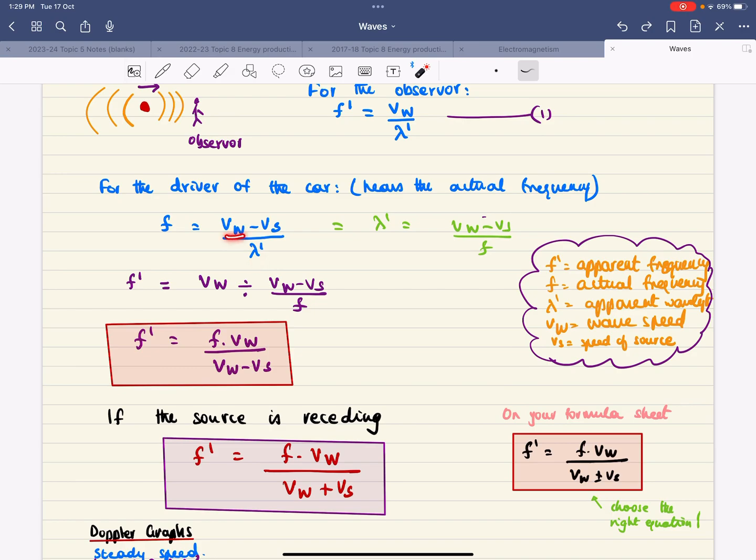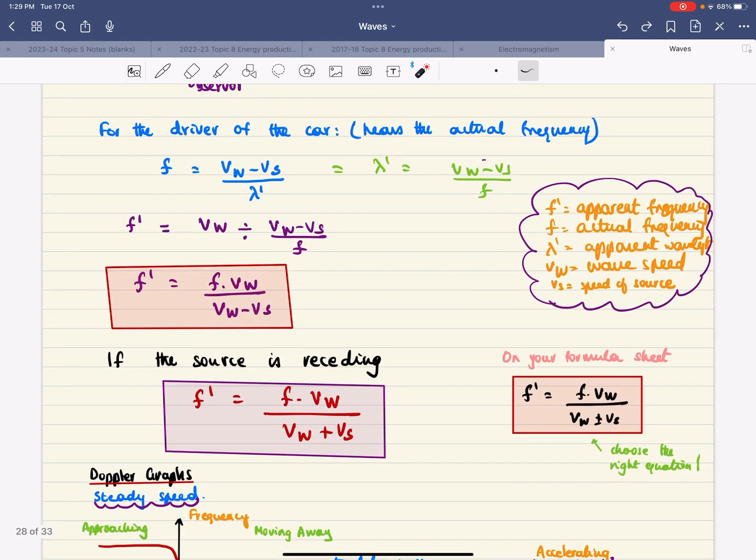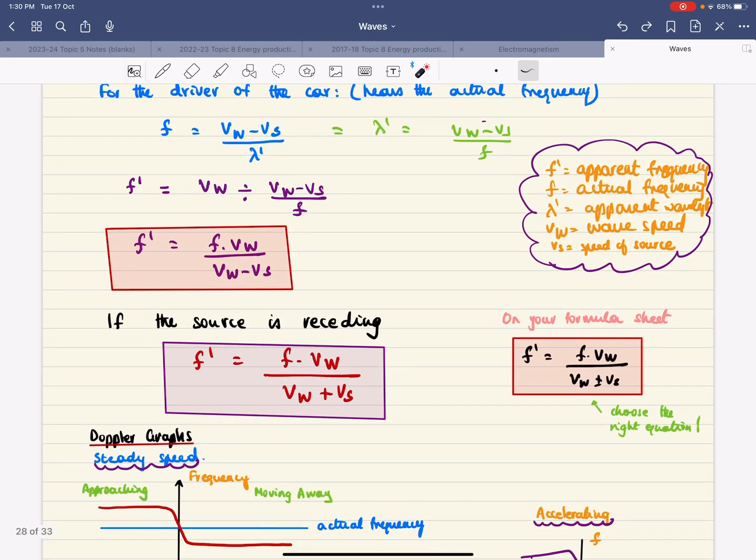So why is it vw minus vs? Because both of them are moving in the same direction, so the relative speed is the difference between the two. Okay, and there's your apparent wavelength. So the apparent frequency is the wave speed divided by the apparent wavelength, the wavelength of the source of the sound divided by the apparent wavelength. So you end up with this formula for the apparent frequency heard when a car or something is approaching you, blaring its siren.